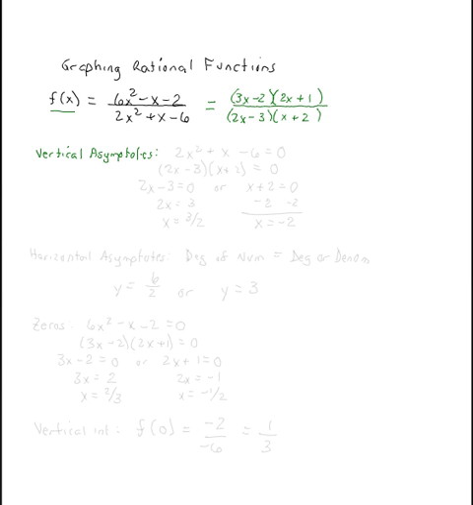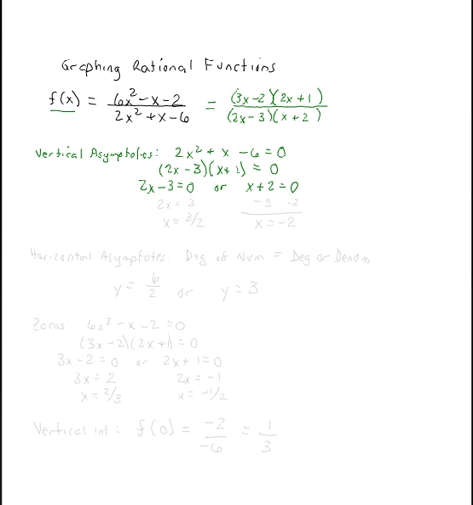Vertical asymptotes are going to occur wherever the denominator is equal to 0. So I'm interested in when is 2x squared plus x minus 6 equal to 0, and conveniently enough we already have the factored form, 2x minus 3 times x plus 2 equal to 0. Well, only something times 0 equals 0, so it must be true that 2x minus 3 is equal to 0, or that x plus 2 is equal to 0.